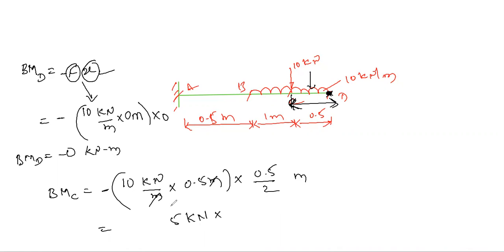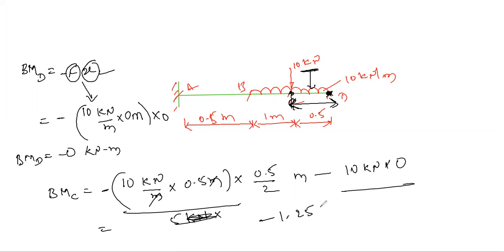this should be minus. Apart from this, we have one more load here, that is minus 10 kilonewton into its distance; it is acting at this point itself, which means it is zero. So if you simplify these things, you will get the answer as minus 1.25 kilonewton meter.